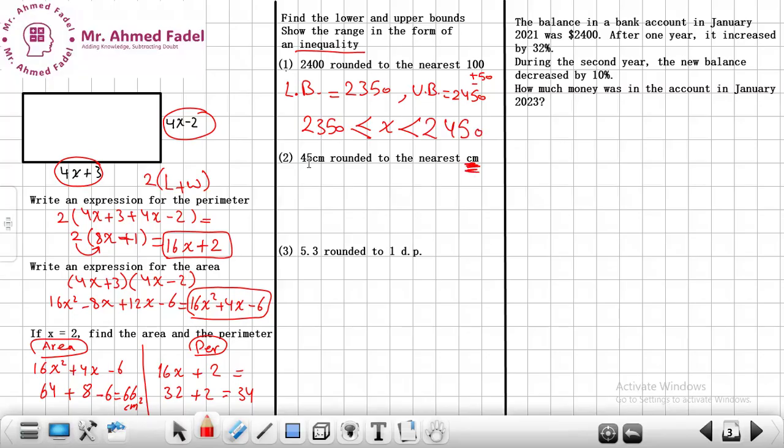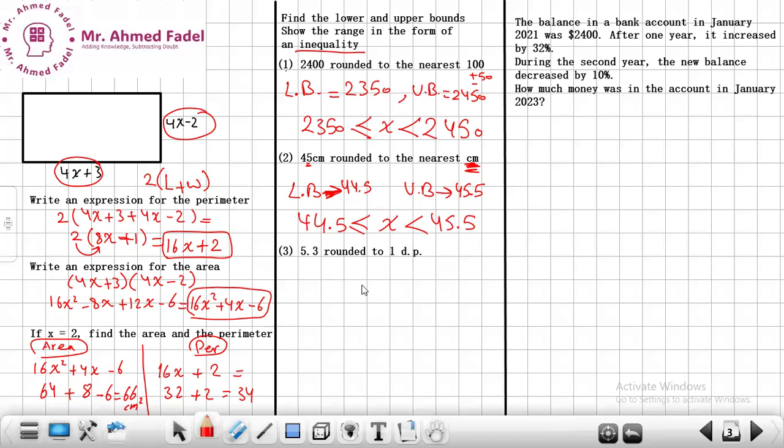Centimeter here is actually the nearest whole number. Whole number, that means add or subtract a half. So lower bound is actually going to be what? The lower bound, minus half, so 44.5 centimeters. Upper bound, add half, so it's 45.5 centimeters. So x is greater than or equal to 44.5, less than 45.5.